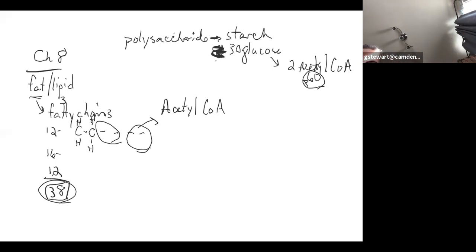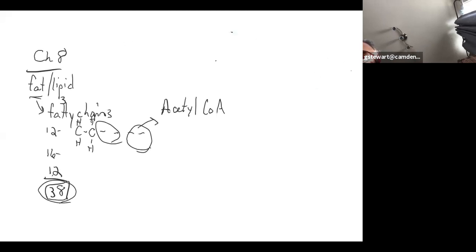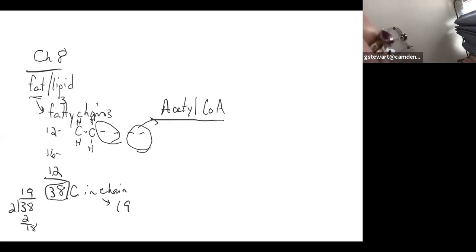Now, given this, I'm going to erase this polysaccharide business because I don't want you to look at that or be confused about it. Given this, let's stick with these 38 acetyl coenzyme A molecules that can be produced. Well, actually, it would only be half of that, right? So this is 12 carbons, 16 and 12. So let's say 38 carbons in the chain. And then 38 divided by 2 is what, 19? Right? Yeah. So that would be 19 acetyl coenzyme A molecules.